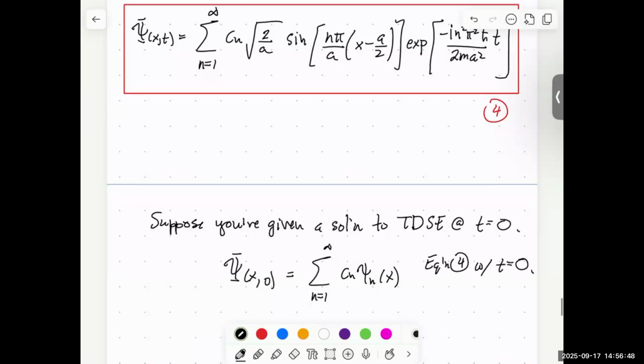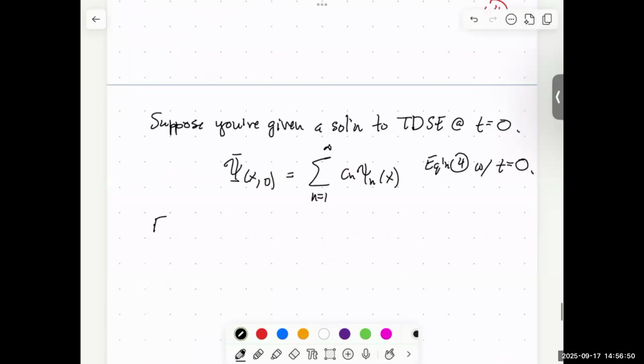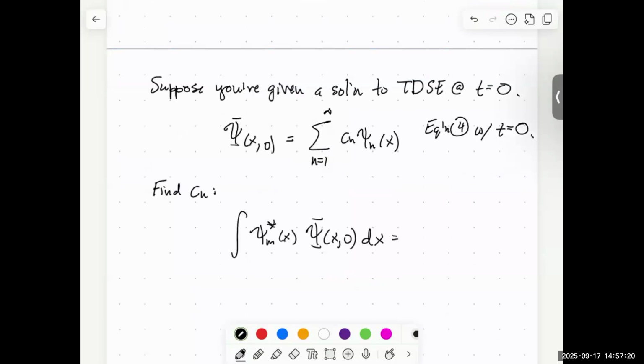So let's find the Cn's. We would take psi m star times psi of x at time t = 0. This is now like our f of x that we did before. So this is our f of x.